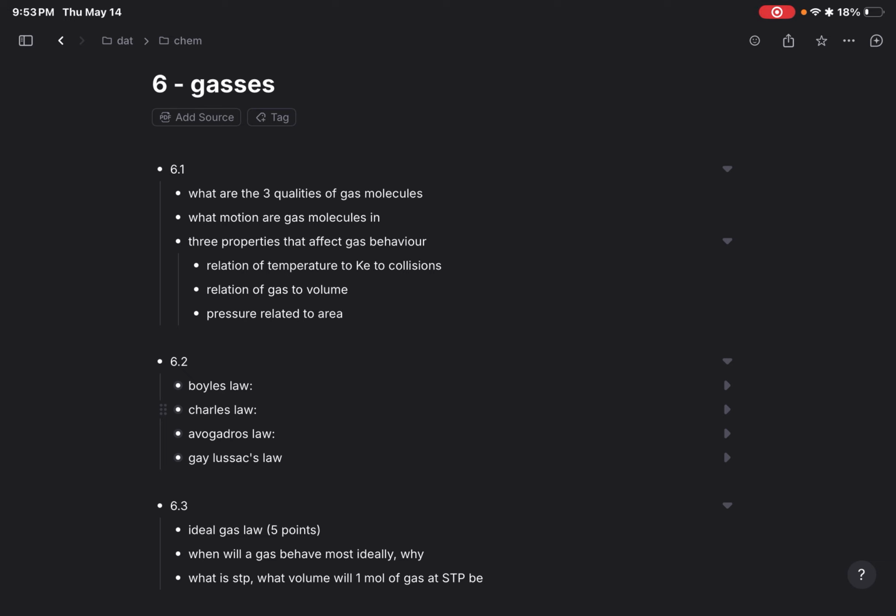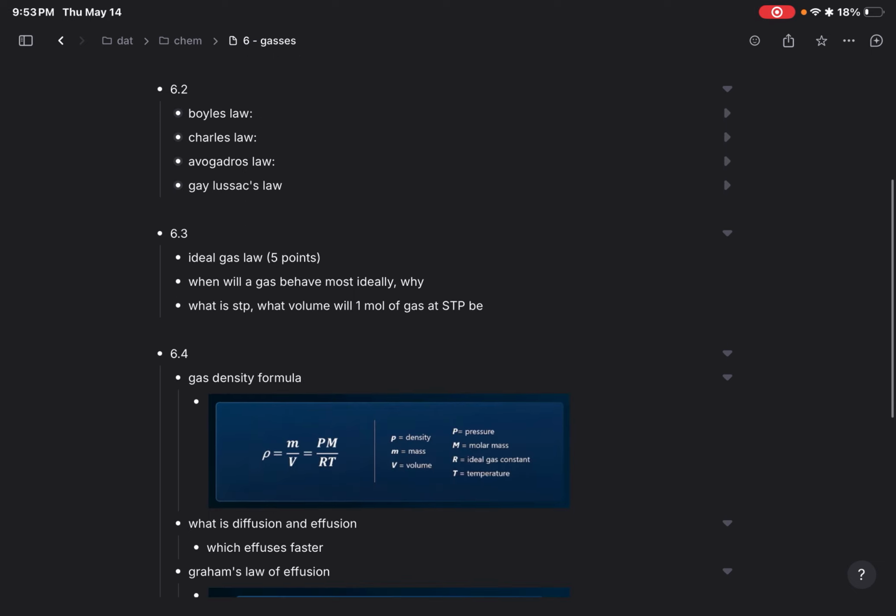Gay-Lussac's law is... sorry, do we need to know each specific one? I know how to derive each one, but do we need to know which specific one? It's pressure for sure. Pressure and temperature. These are inversely proportional... oh no, these are directly proportional. P over T, so P1/T1 equals P2/T2. So higher temperature, higher pressure. That makes sense.